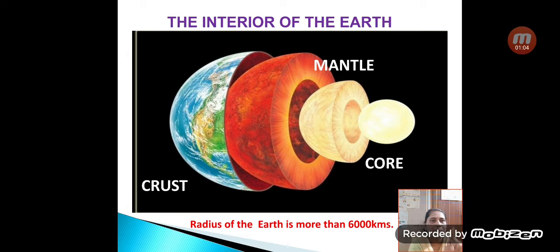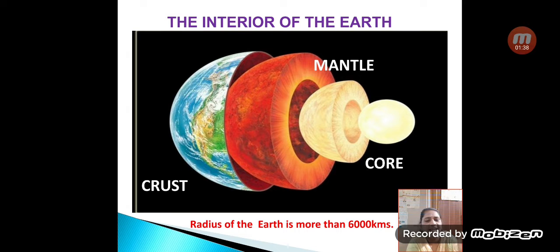All of you see the picture carefully. The earth is made of three main layers. What is that? Three main layers. Those are, first one crust, second one mantle and third one core. So the earth is made of three main layers: first crust, second mantle, third core.